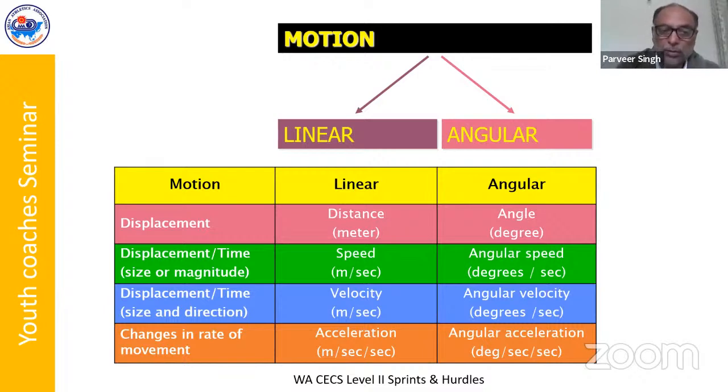So displacement. When it is linear, displacement is measured in distance, in meters, and when it is angular, it is measured as an angle, in degrees. So the rate of change of displacement with time is speed, and when it is the angular displacement that is changing, it is angular speed.